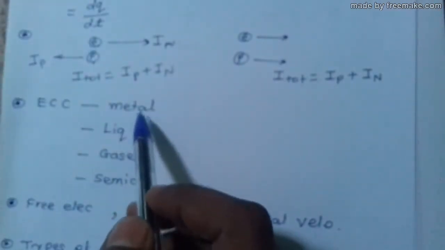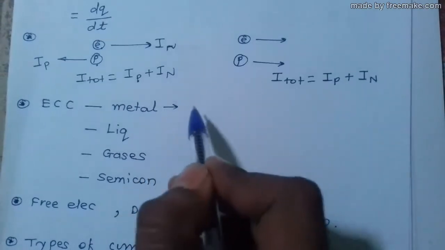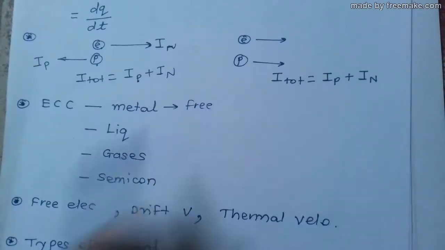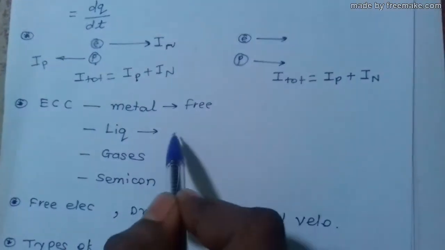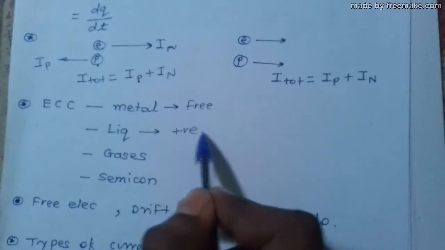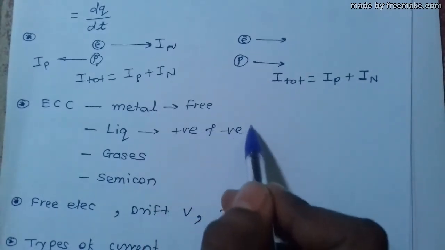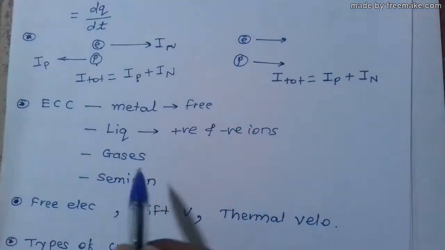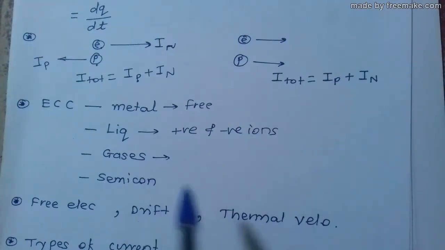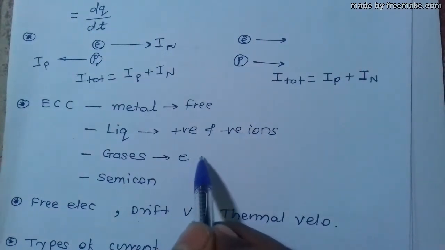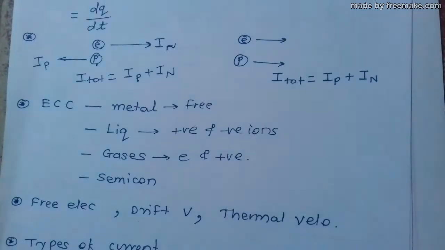Then electric charge carriers. Inside metals, which are the charge carriers? Charge carriers are free electrons. Inside liquid, charge carriers are positive and negative ions. Inside gases, charge carriers are electrons and positive ions. And inside semiconductors, charge carriers are electrons and holes.